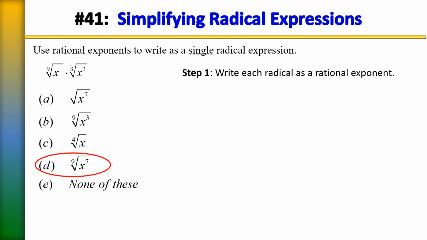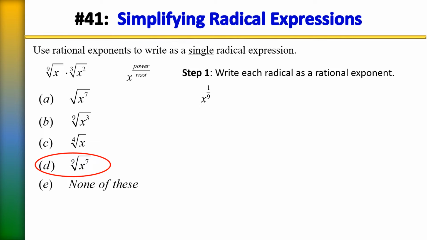So for the first one, recall to write it as a rational exponent, the numerator would be your power and the denominator would be your root. Looking at the first expression, notice we don't see a number that this x is raised to. When we don't see a number, it's assumed to be 1. So the power would be 1. Over here we have the root. The root would be 9. So that would be x raised to the 1/9 power.